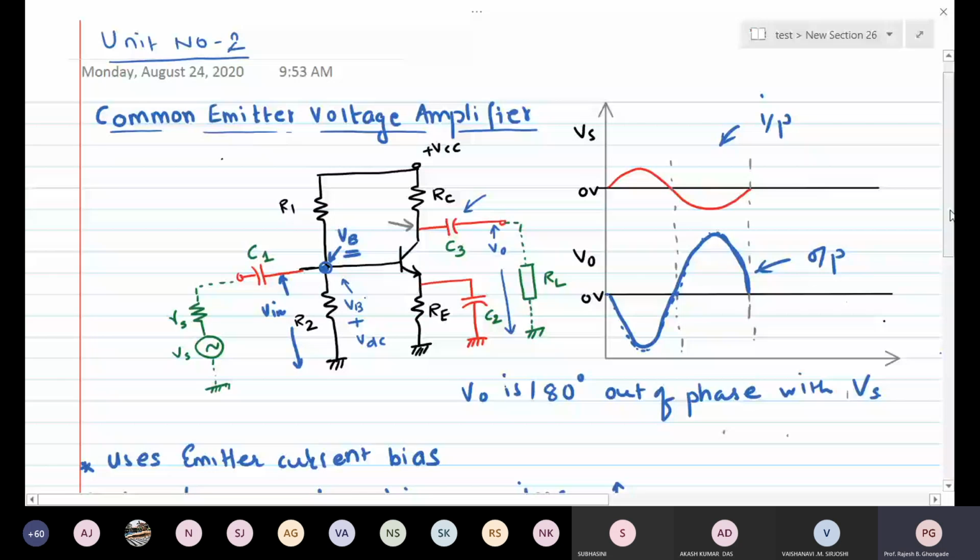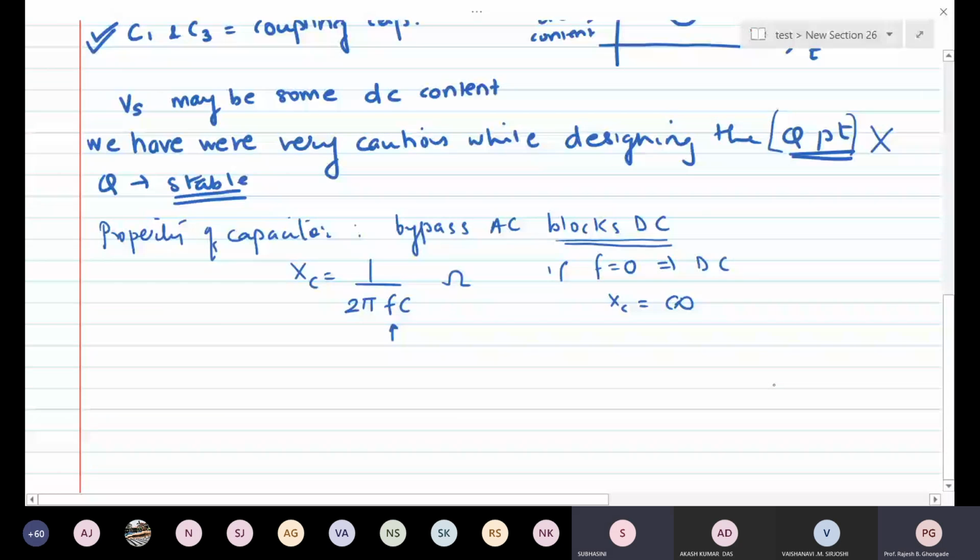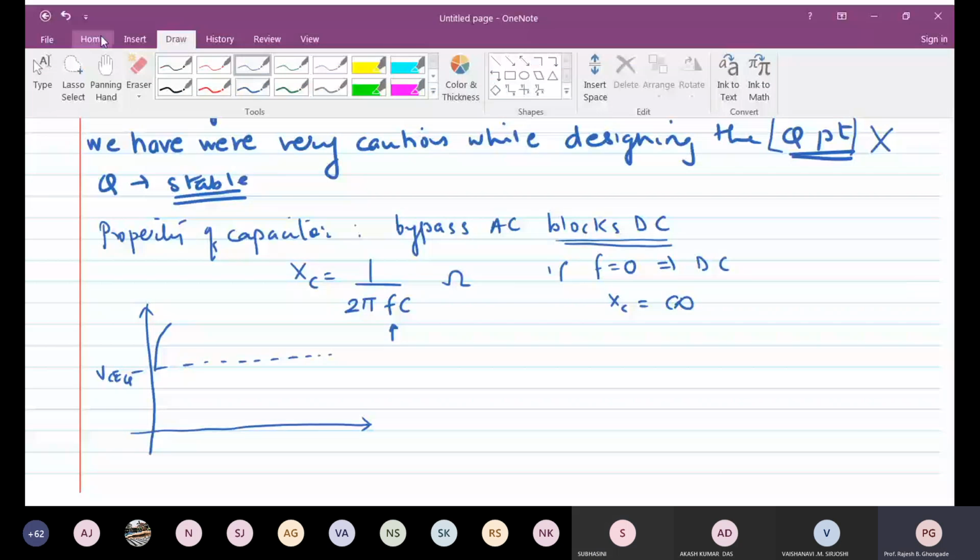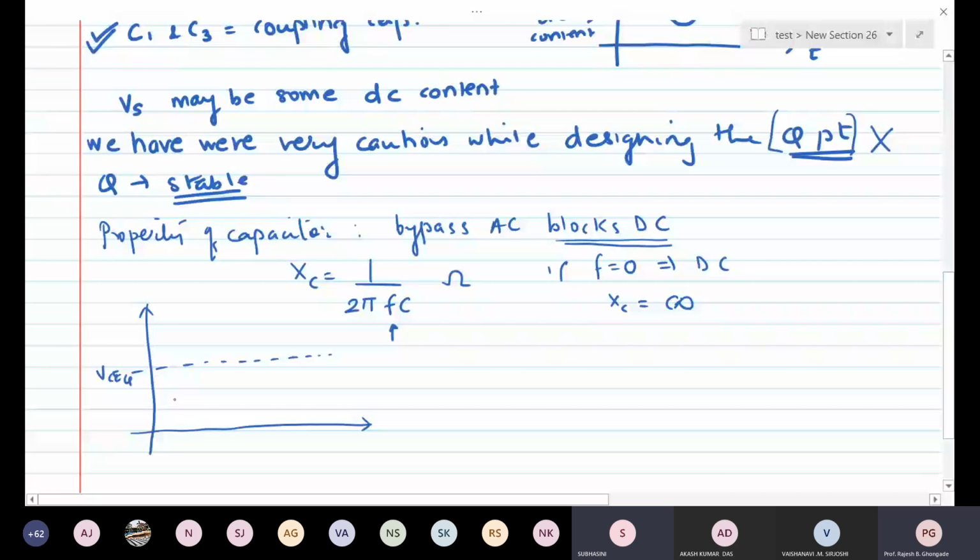Because at the output of your amplifier, your signal will be across VCE again, isn't it? And it is riding on top of VCEQ. That was your Q point, and your amplified signal will be like this. So this signal itself has DC content. Because of the amplifier, it is going to have a DC content equal to VCEQ.